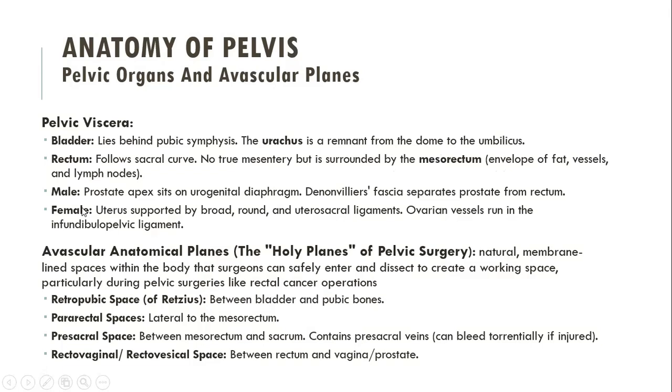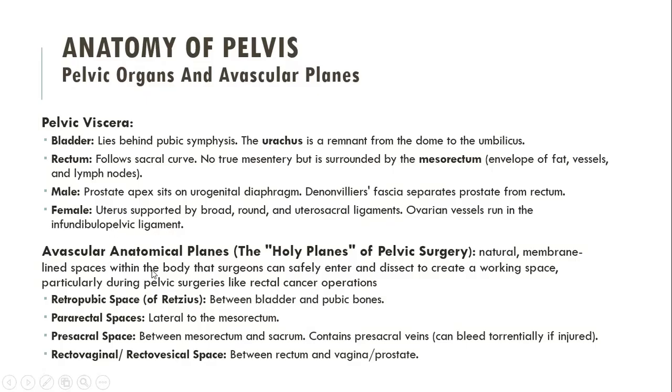In the male, you see the prostate apex sits on the urogenital diaphragm. So the prostate is basically on the urogenital diaphragm. And then you see the Denonvilliers fascia that separates the prostate from the rectum. That is an important fascia. In the female, you see the uterus that is supported by the broad, round, and uterosacral ligaments. Ovarian vessels run in the infundibulopelvic ligament.